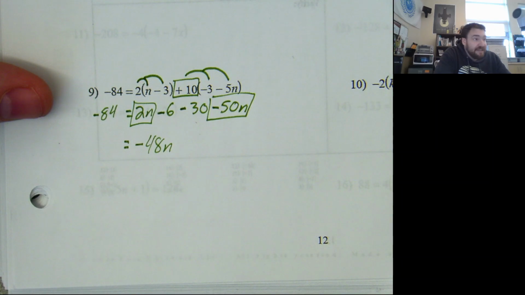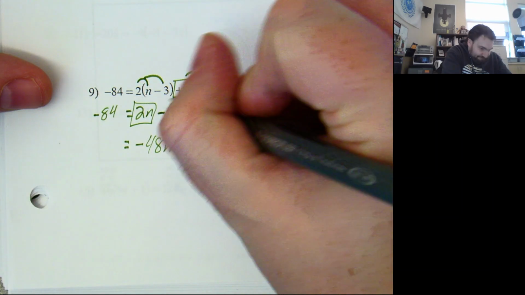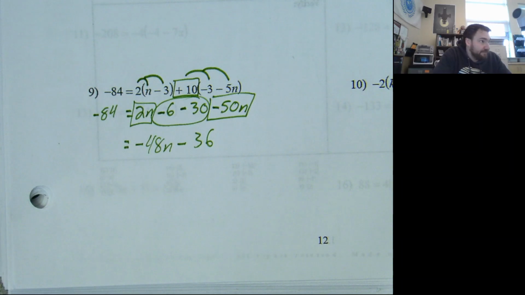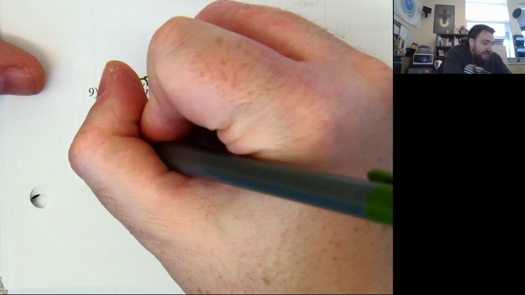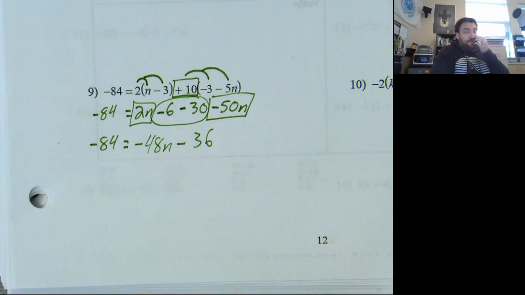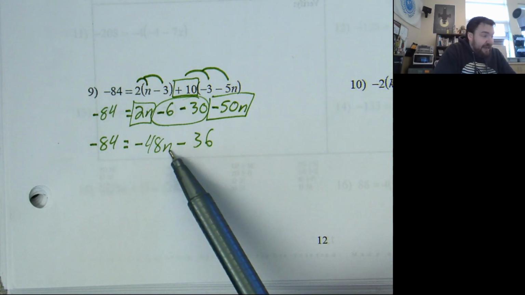The next set of like terms is going to be that. Thank you. And on the left-hand side, nothing has been touched. Got negative 84. Okay, cool. Now my like terms have been grouped. I want to isolate n. So I need to get rid of any terms that don't include it.